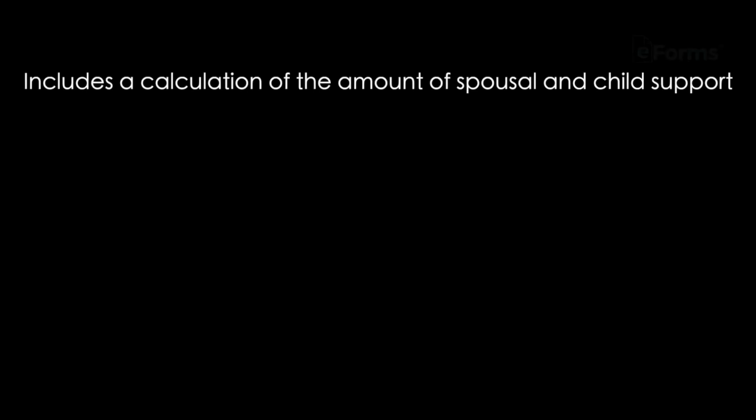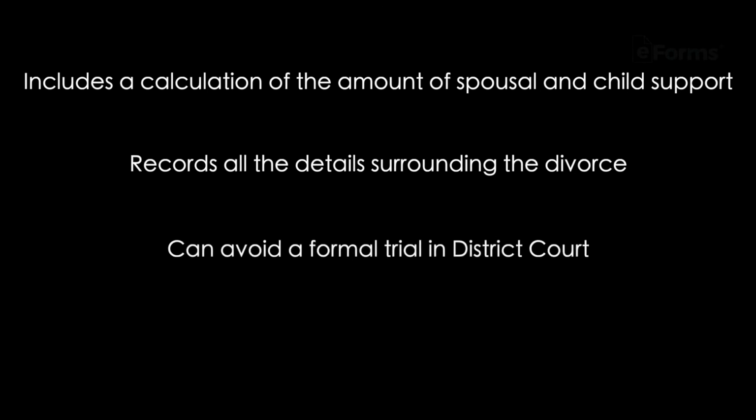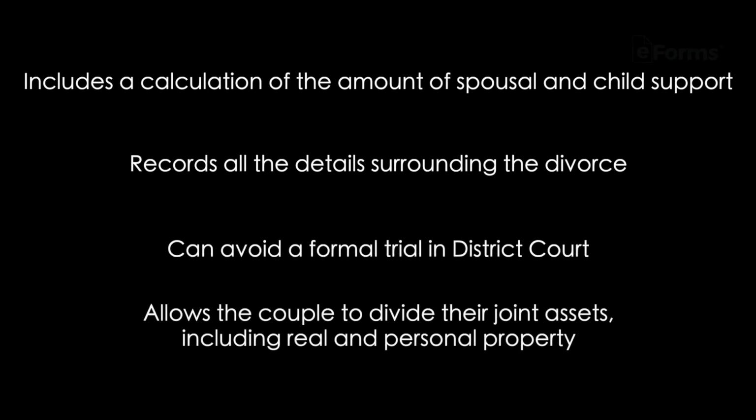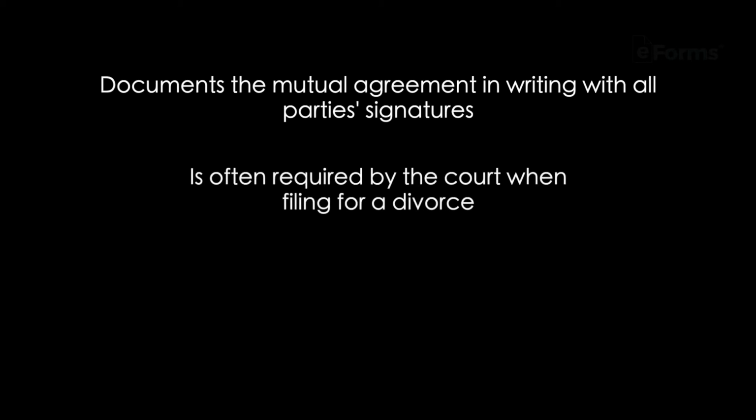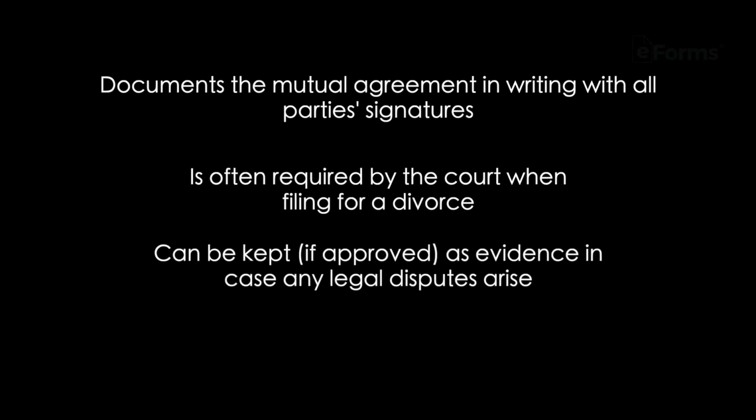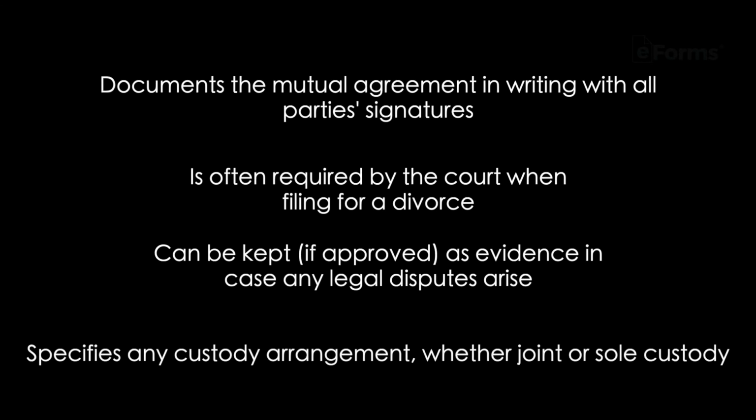conditions. A mutually agreed upon settlement is crucial when filing for an uncontested divorce, as it includes a calculation of the amount of spousal and child support, records all of the details surrounding the divorce, can avoid a formal, lengthy trial in district court, allows the couple to divide their joint assets, including real and personal property, documents the mutual agreement in writing with all parties' signatures, is often required by the court when filing for divorce, can be kept, if approved, as evidence in case any legal disputes arise, and specifies any custody arrangement, whether joint or sole custody.